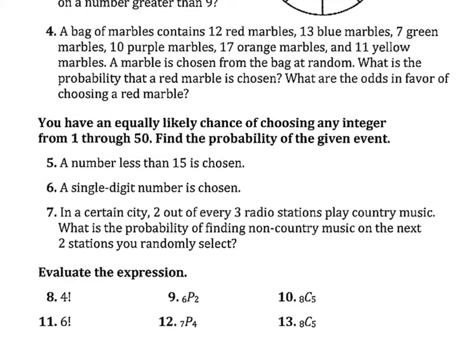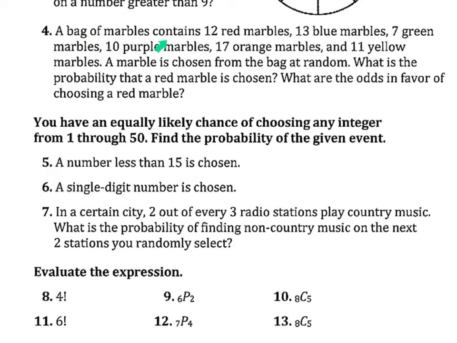Question number 4, we have a bag of marbles containing 12 red, 13 blue, 7 green, 20 purple, 17 orange, and 11 yellow marbles. Which, in case you're wondering, would be a total of 70 marbles. Now, a marble is chosen from the bag at random. What is the probability that the marble is red? Okay, so red marbles over the total.